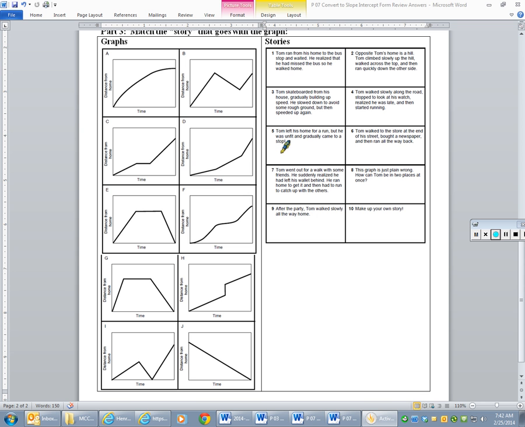Now I want to pause this for a second, and then in the next video I'll run through the last 6 a little bit quicker now that you can kind of get the idea of how to read these graphs.